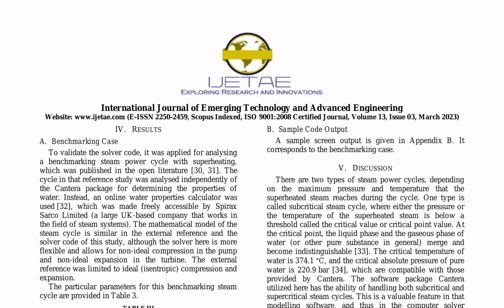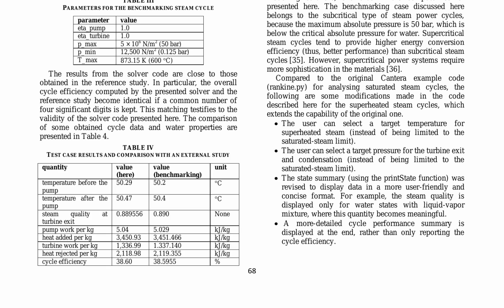The results of the benchmarking case are presented in Table IV, showing a cycle efficiency of 38.60%, which is very close to the value obtained in the reference study. The code's flexibility allows for both subcritical and supercritical steam cycles, with the benchmarking case being a subcritical type due to its maximum absolute pressure being below the critical pressure of water. Supercritical cycles tend to provide higher energy conversion efficiency but require more sophisticated materials.